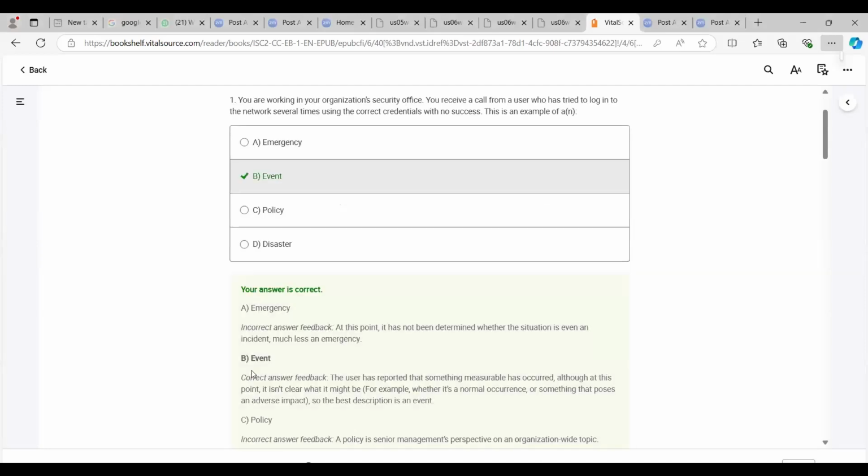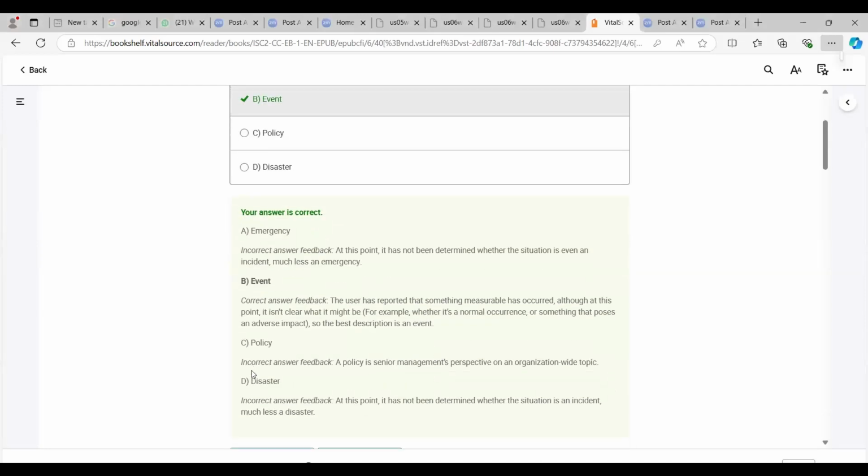Yeah, that's the answer. And this is the reason. The user has reported that something noteworthy has occurred, although at this point it isn't clear what it might be. For example, whether it's a normal occurrence or something that poses an adverse impact. So the best description is an event because it has not really occurred. You are trying to break in, but they are not in yet. So that's an event.